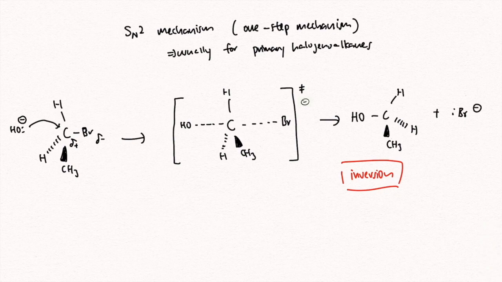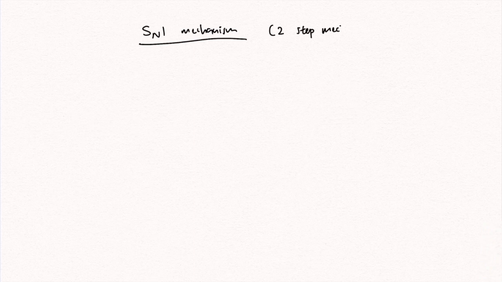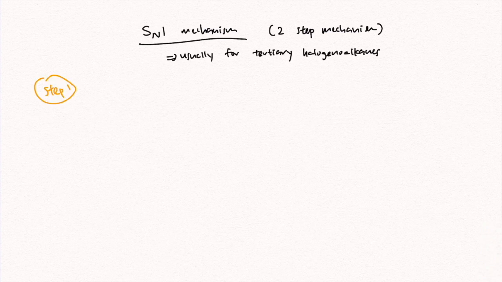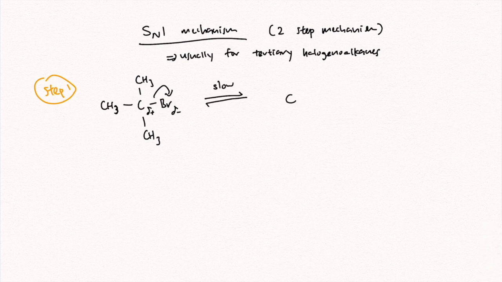Now that I've briefly gone through the SN2 mechanism, let me go through the SN1 mechanism. The SN1 mechanism is a unimolecular nucleophilic substitution and is a two-step mechanism. This usually occurs for tertiary halogenoalkanes. So in the first step, as you can see, I've drawn a tertiary halogenoalkane. It is where the C-Br bond breaks, which gives us a carbocation intermediate and a bromide ion.